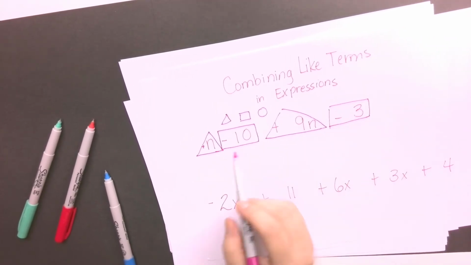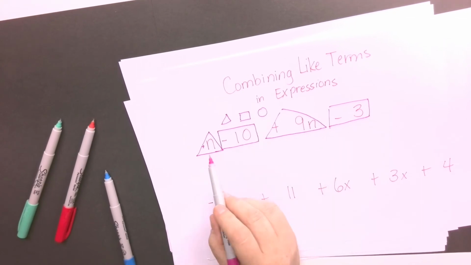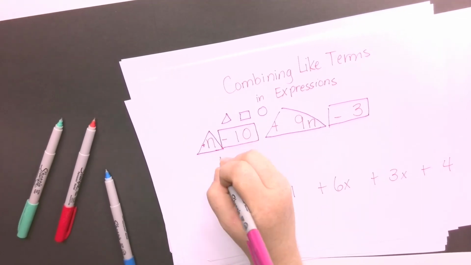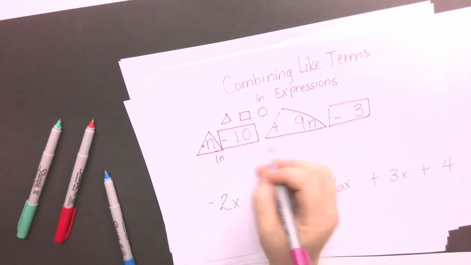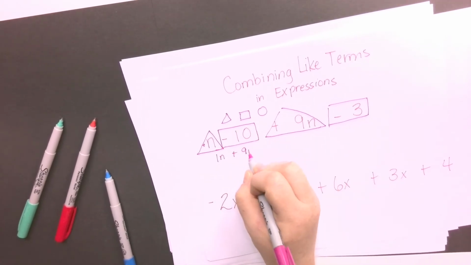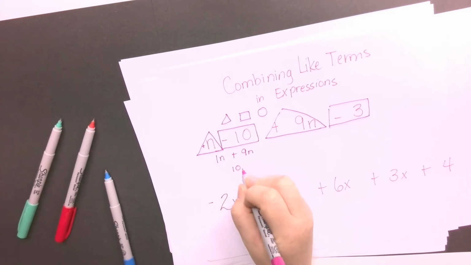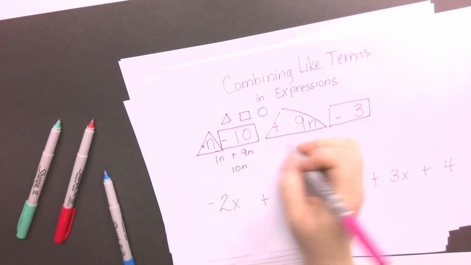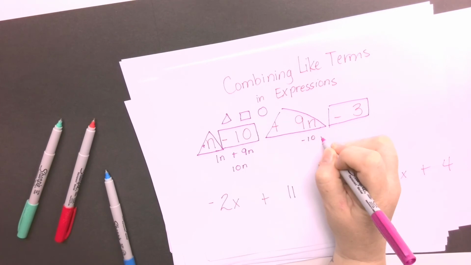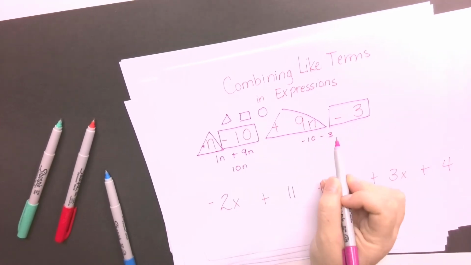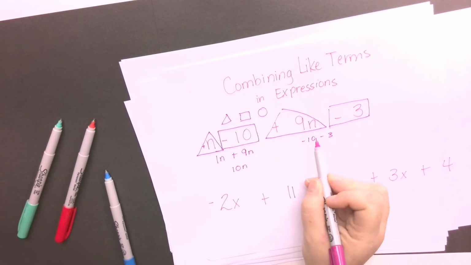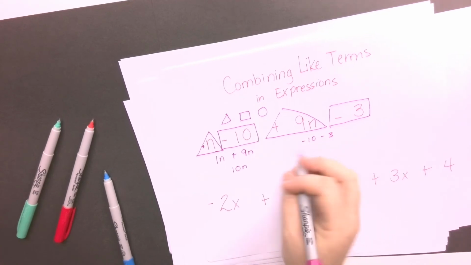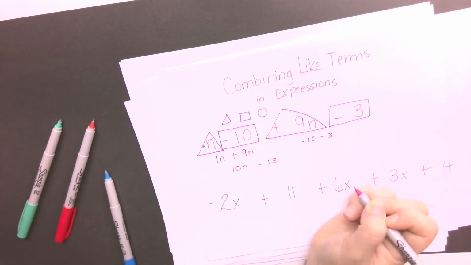Now, let's go through and combine our terms. So we have a +n, and this is really 1n, right? That's only 1n, but I'm going to put the 1 here so you see it. 1n plus 9n, which would give us 10n. Okay, and then we have a -10 minus 3. Negative and a negative, these are the same signs, so I'm going to add those and keep the sign. So 10 and 3 is 13, and it would be negative, so it would be -13.